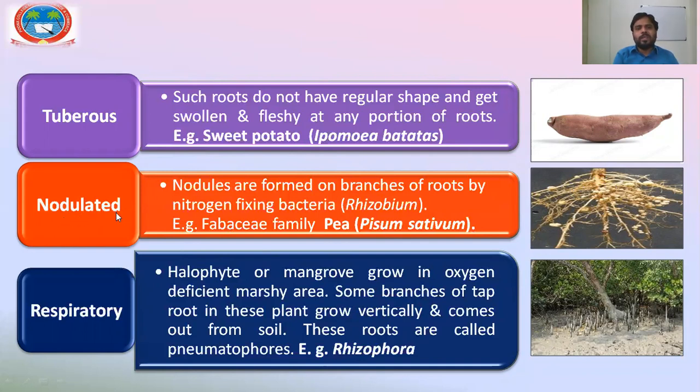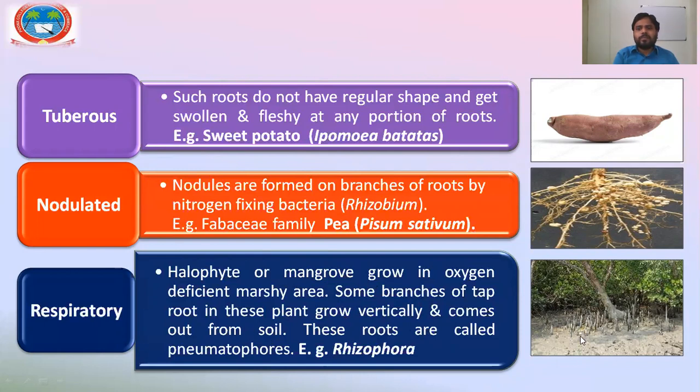The next one is the respiratory root. The respiratory root in a plant is also called pneumatophores, or breathing root. Such roots generally occur in plants which grow along the seashores. These plants are also called mangrove plants or halophytes. In these plants, pneumatophores or respiratory roots are present.